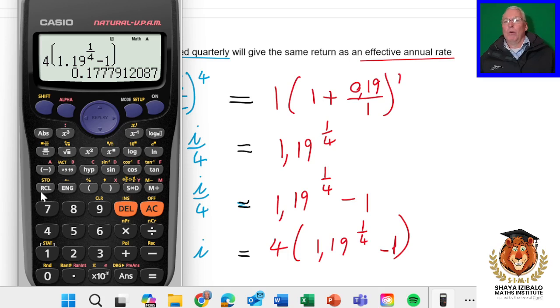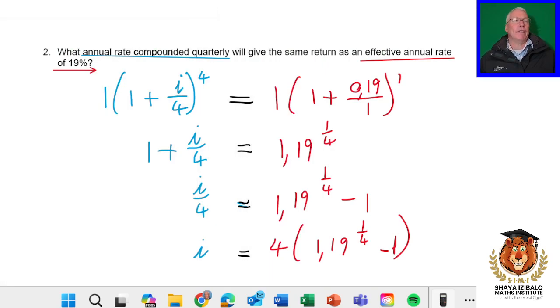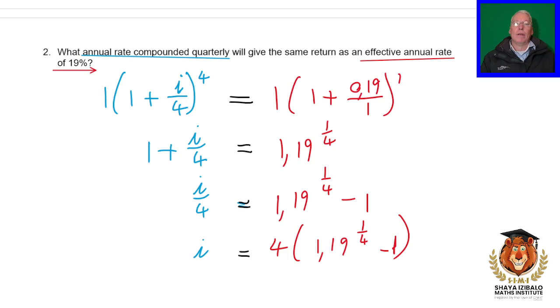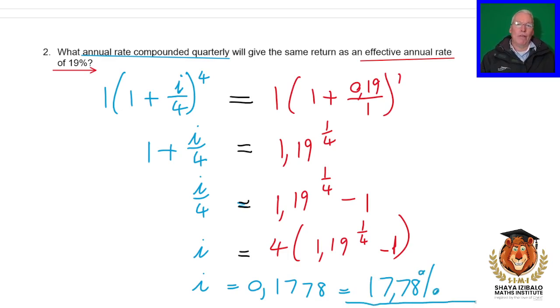We're going to go Shift, Store, and I'm going to store that number into A. Right, even though I've pressed all clear, if I go recall A, there's that exact answer. Okay, so it's 0.1778. So i equals 0.1778, which is actually 17.78% per annum. Okay, and that's our nominal rate.